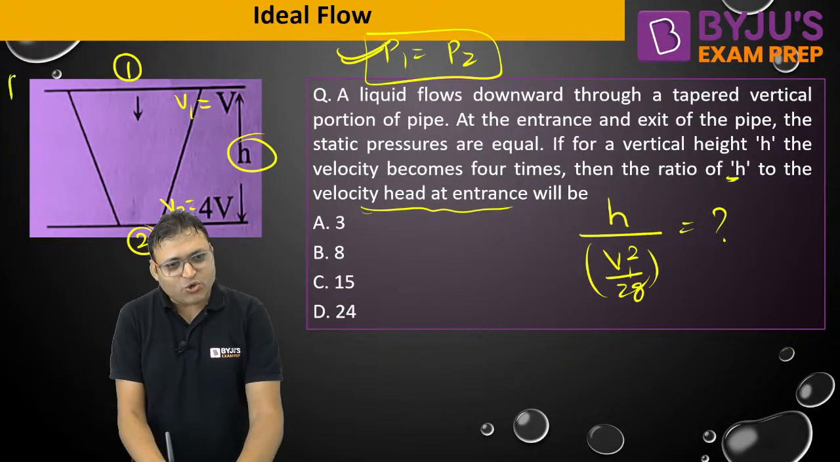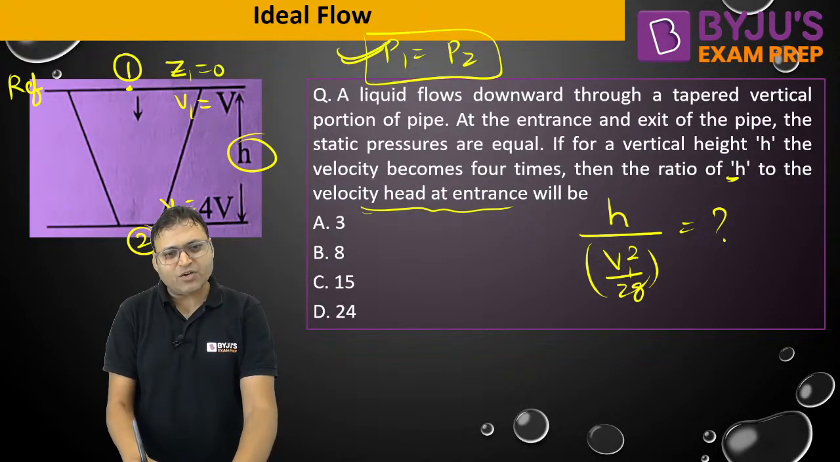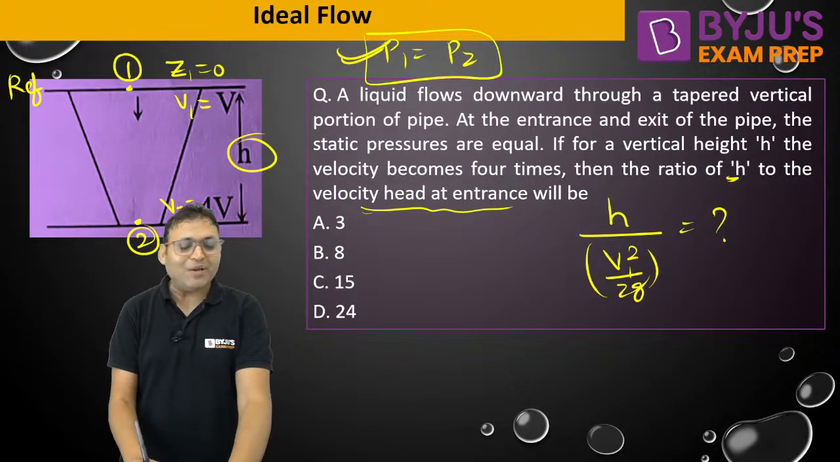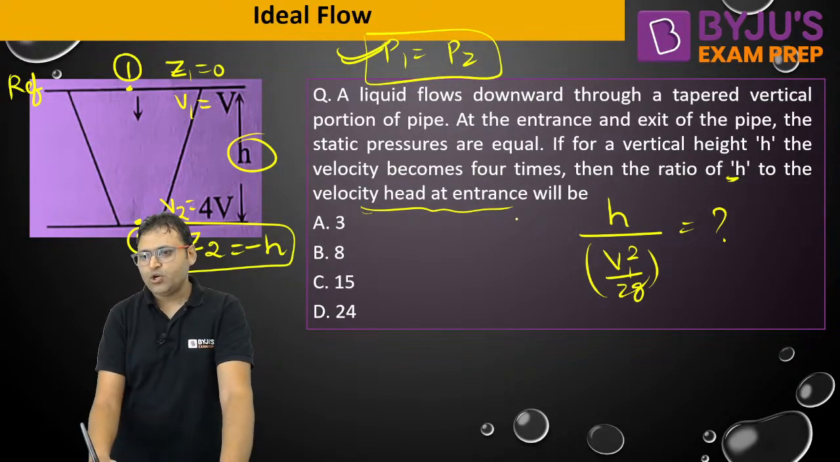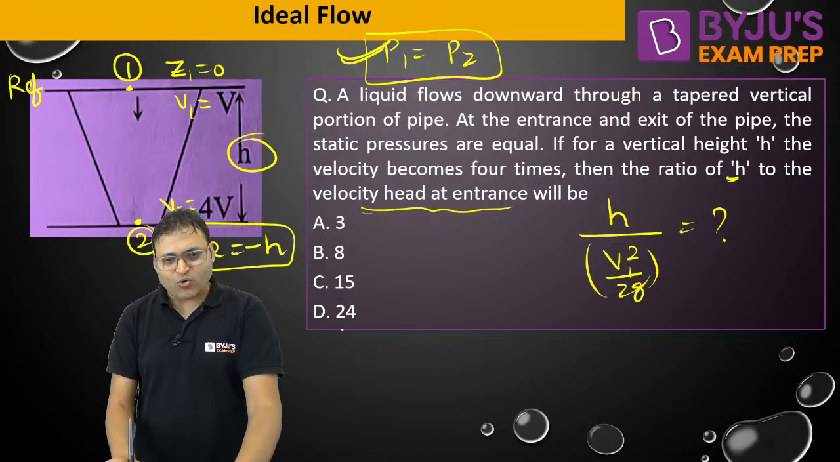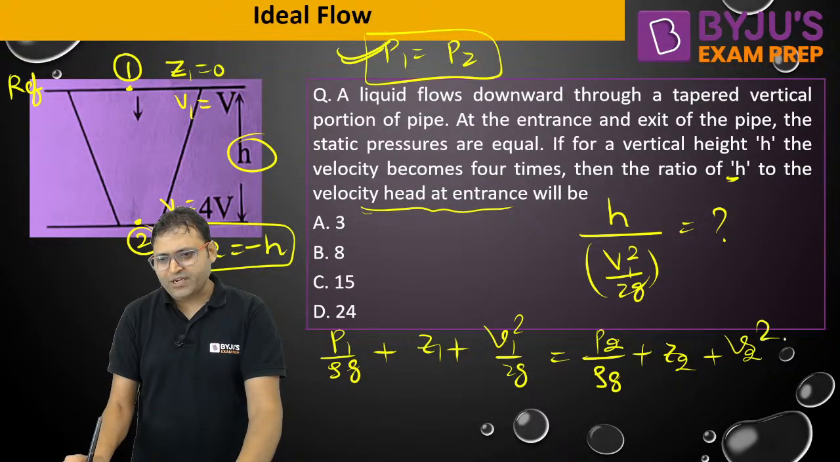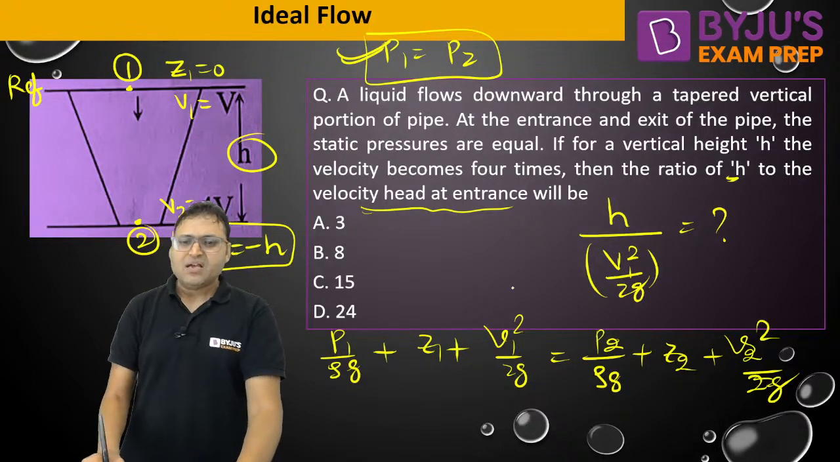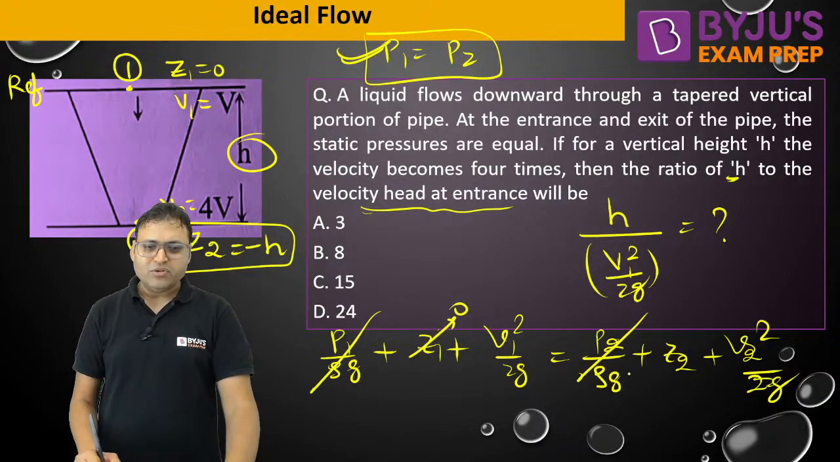Now, if you assume the reference to be the horizontal line passing through point 1, so can we say Z1 is equal to 0 and point 2 is lying below the reference line? Can we say Z2 is equal to minus H? Do you agree? Z2 will be equal to minus H. So if we write the Bernoulli equation, P1 by rho g plus Z1 plus V1 square by 2g will be equal to P2 by rho g plus Z2 plus V2 square by 2g. Now Z1 is equal to 0, P1 is equal to P2, Z2 is minus H.